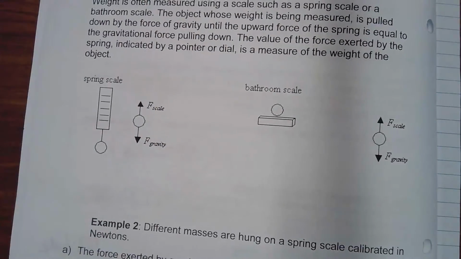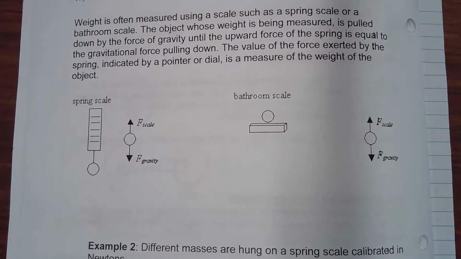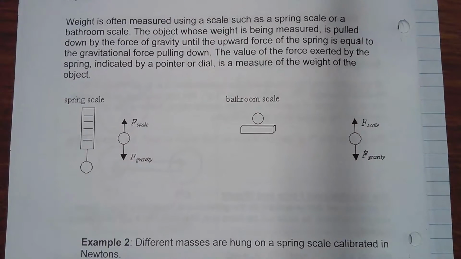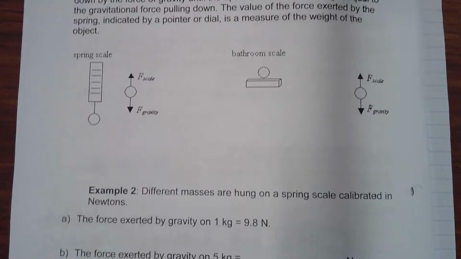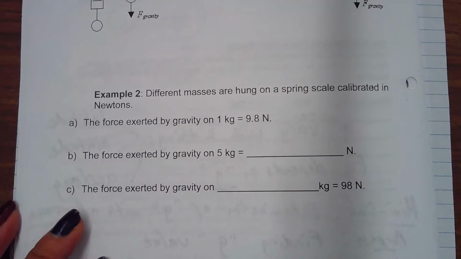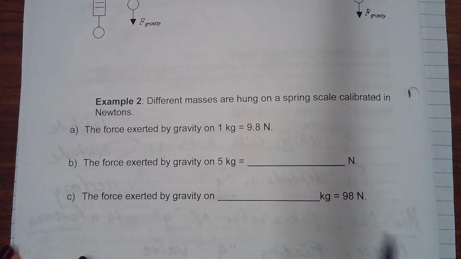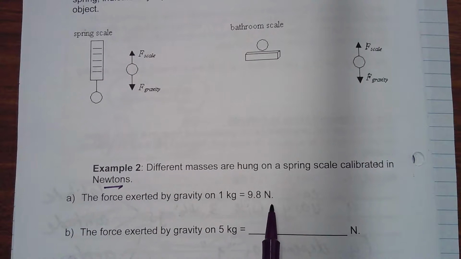Okay, moving on to the next thing. Here we have your spring scale, right? We've been using the spring scale from our unit on dynamics, and the spring scale measures your weight because it's measured in newtons. Let's look at example 2. Different masses are hung on a spring scale calibrated in newtons. The force exerted by gravity on 1 kilogram is 9.8 newtons.